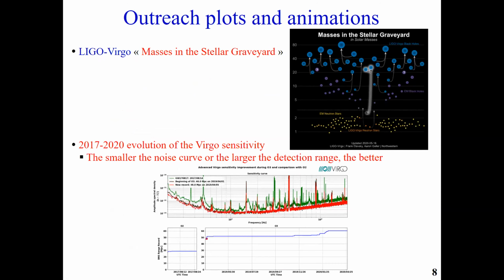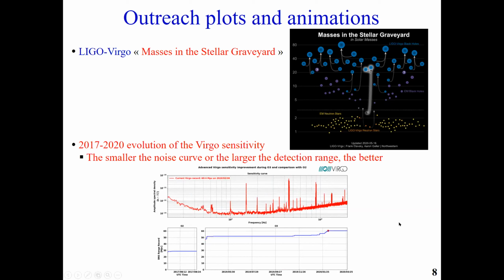So there are additional things that we try to populate discovery after discovery, announcement after announcement. And one of them is this plot that is called masses in the stellar graveyard, where you can basically see, for each time you have a compact binary system merging, you have information about the two initial objects that collide and produce another object. So in blue and purple, these are the black holes, and in yellow and orange, you have more of the neutron stars.